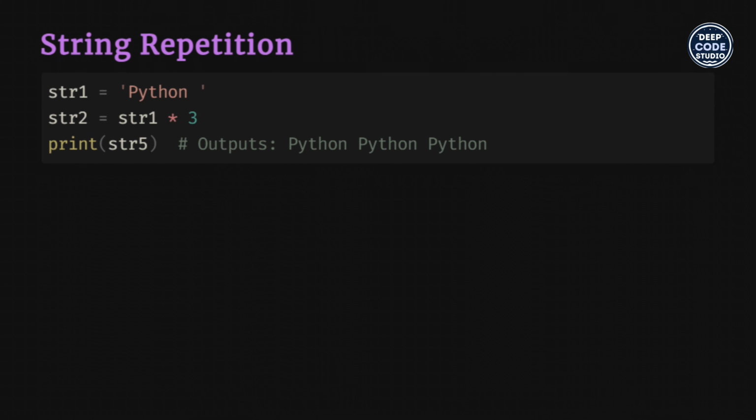So if I want to print Python 3 times, but my variable is only specifying one Python, then I can do this using str2 is equal to Python into 3 or str1 into 3. When I will print str2, it will print Python 3 times, means Python, Python, Python.